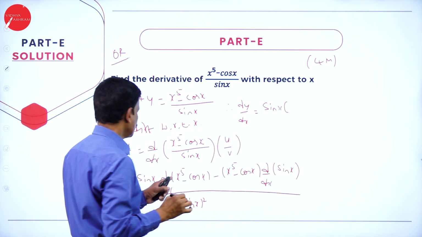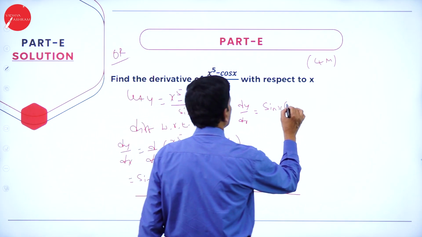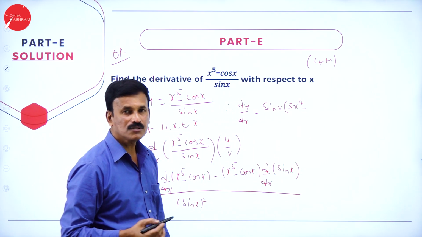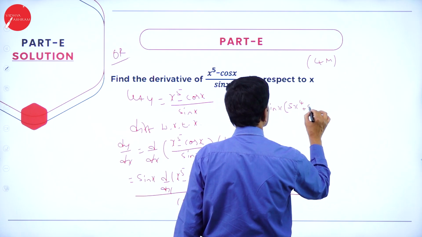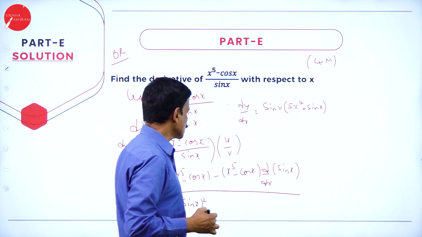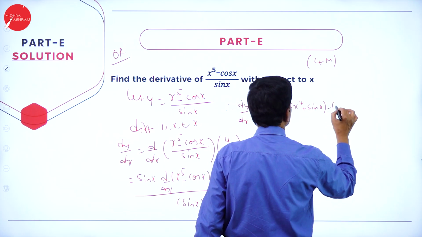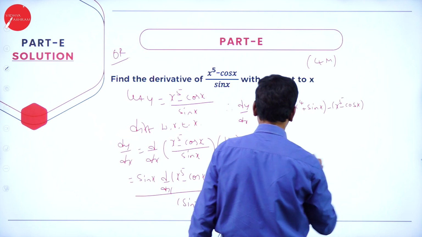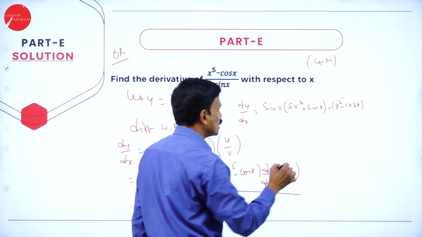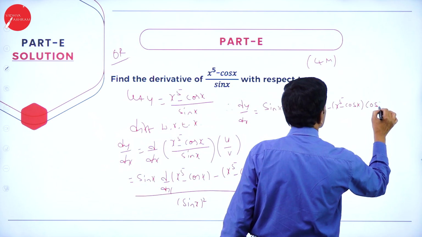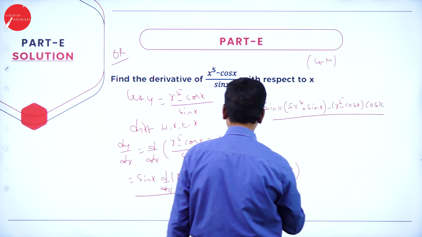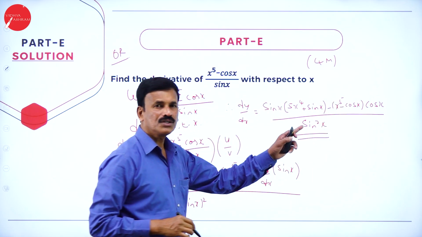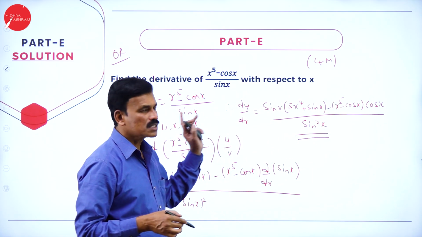So, the required answer dy by dx is equal to sin x as it is. Now, differentiation of x raised to 5 is 5x to the power of 4, minus differentiation of cos x, which is minus sin x; minus and minus becomes plus sin x. Minus, this is as it is, x raised to 5 minus cos x into differentiation of sin x, the derivative of sin x is cos x, whole divided by the denominator square, that is sin square x. That's it. If you want, you can multiply and further simplify, or stop here itself.